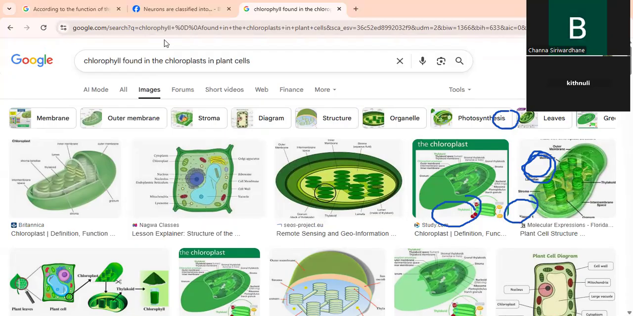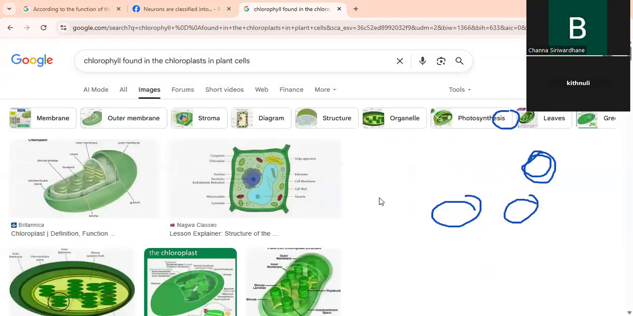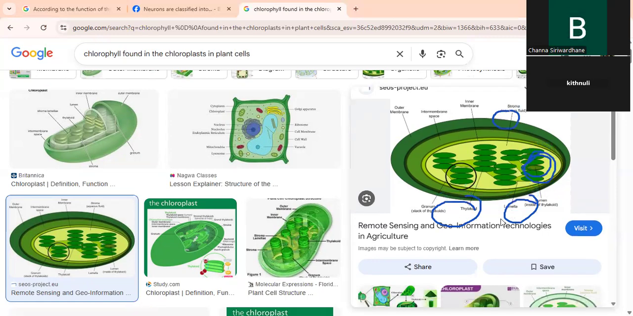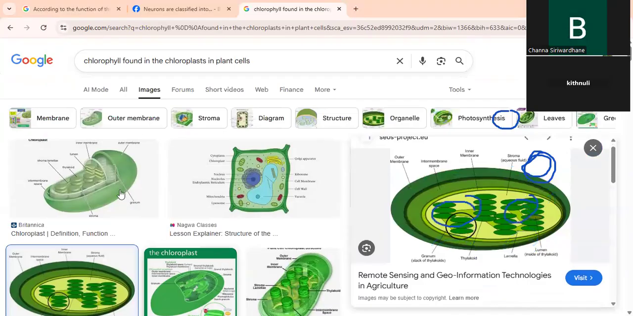Now here, within the chloroplast you will see these things called thylakoids. Right? Thylakoids. Right?